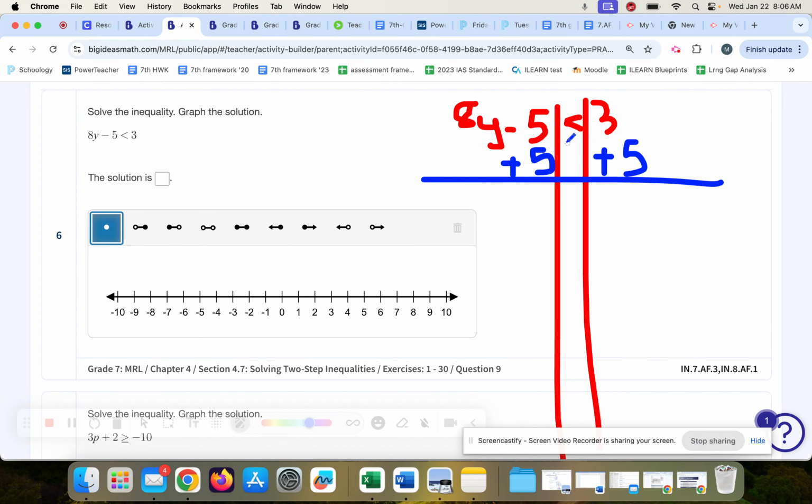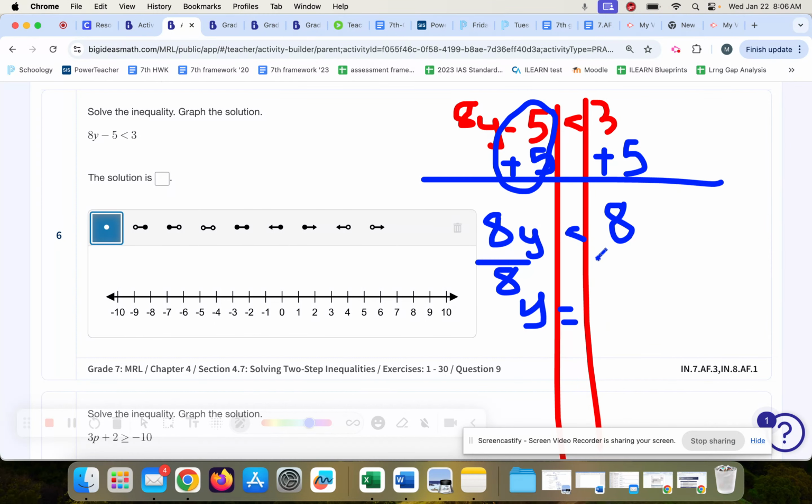Okay, so I rewrote it over here. First step, or our goal, is to get y by itself. The first step is to get rid of the addition or subtraction, so we're moving the 5. The 5 then goes to 0. This side is 8, and 8 times some number y is less than 8. So instead of multiplying by 8, we're going to divide by 8. So the 8's cancel. Actually, on both sides, they become 1.